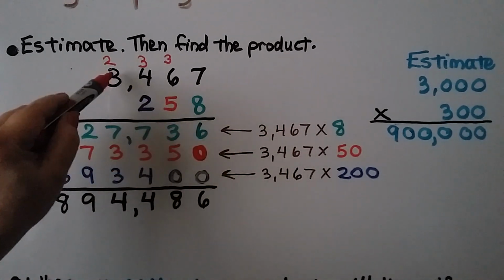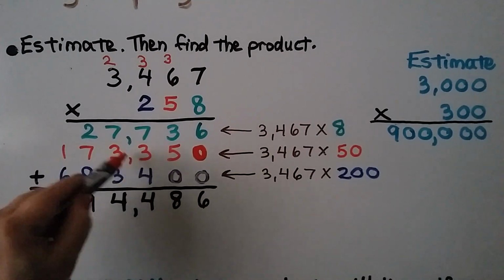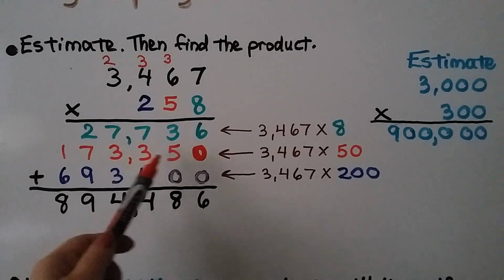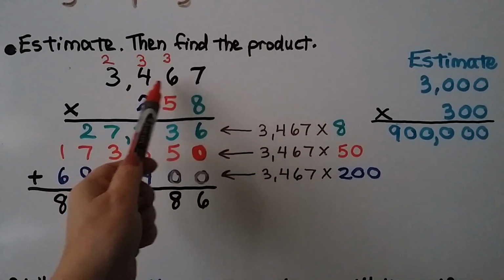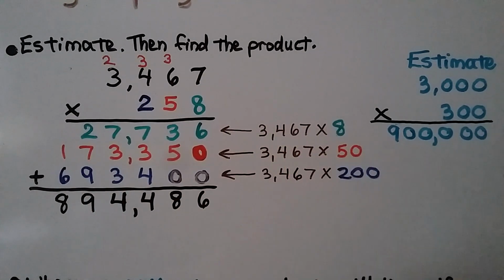We do 5 times 3 is 15, 16, 17, and our second partial product is 173,350. And that was multiplying this 3,467 times 50. That's how that 0 actually got there.